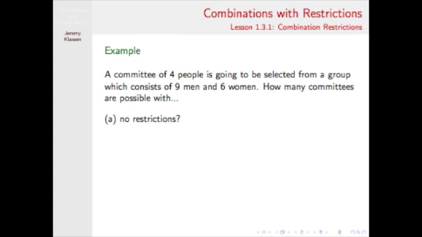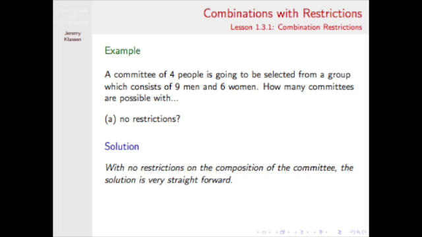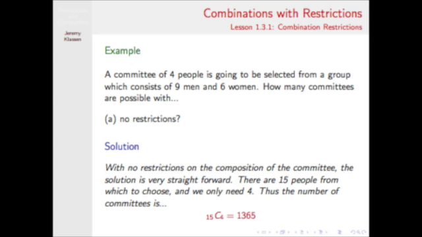Now we're going to finish this lesson with a question about committees. We're going to look at committee questions from different angles here. A committee consists of 4 people, and it's going to be selected from a group which consists of 9 men and 6 women. How many ways can we do this? And we're going to start off with just no restrictions. Well, with no restrictions on the composition of the committee, the solution is pretty straightforward. There are 15 people from which to choose, and we only need 4. So the number of committees is 15 choose 4, or 1,365.